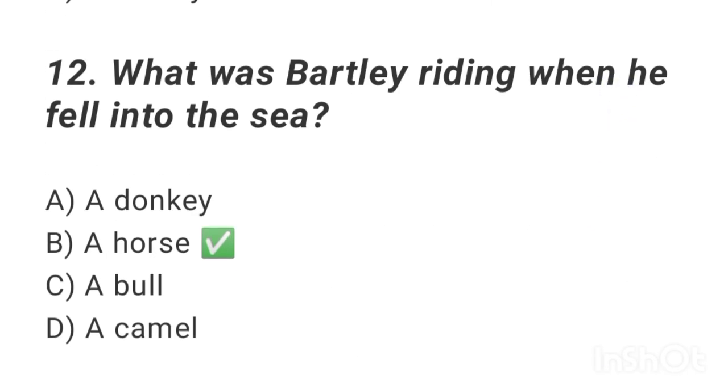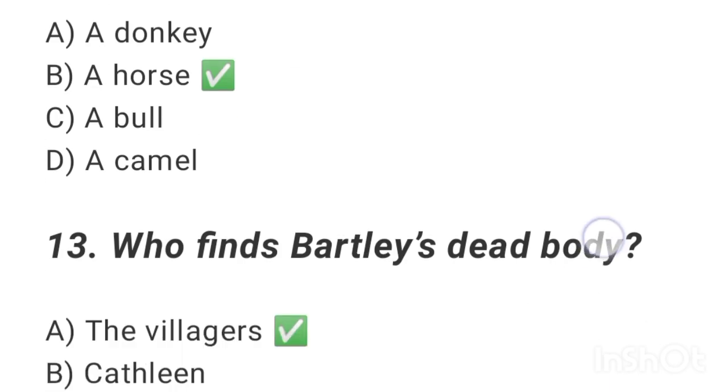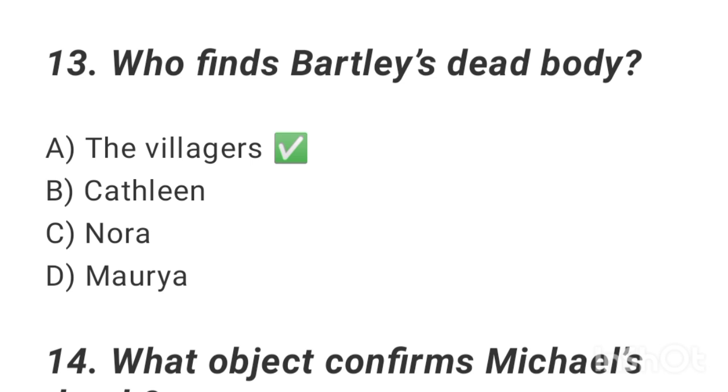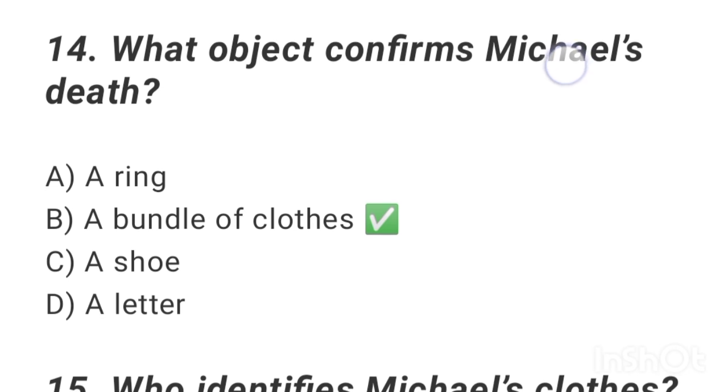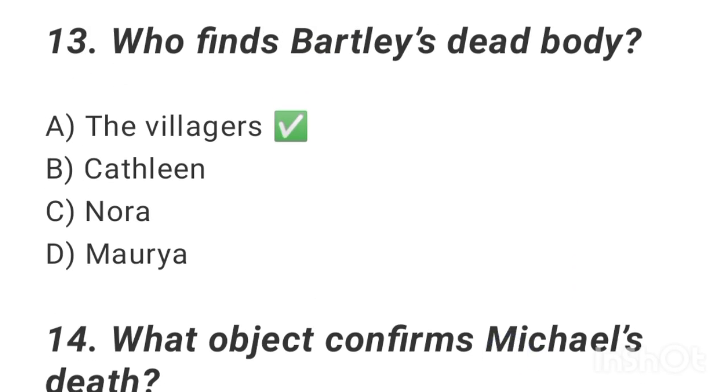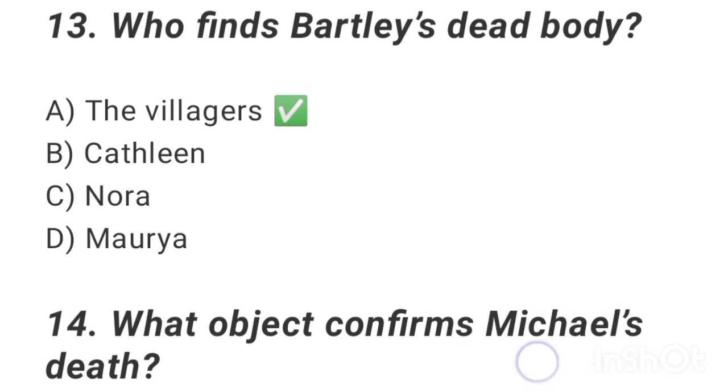Next question, what was Bartley riding when he fell into the sea? Answer, horse. Next question, who finds Bartley's dead body? The answer will be the villagers. The villagers found Bartley's dead body. Here a priest might be, a priest of that island.